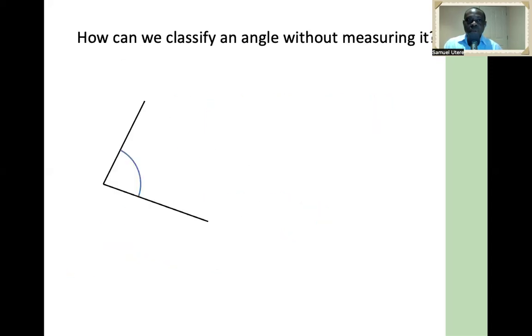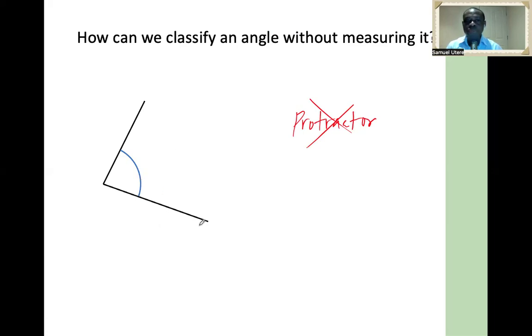Okay, how can you classify an angle without measuring it? So remember, there is a tool, an equipment called a protractor. That is what we use to measure angles. We're going to talk about it in our subsequent lessons, but we're not going to be using it. How do we classify this angle without measuring it, seeing that we may not be sure whether it's exactly 90 degrees or less than 90 degrees?